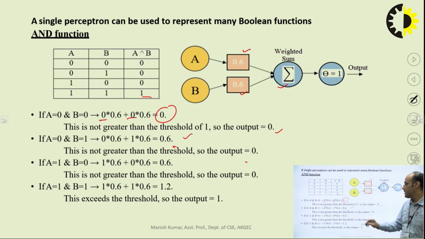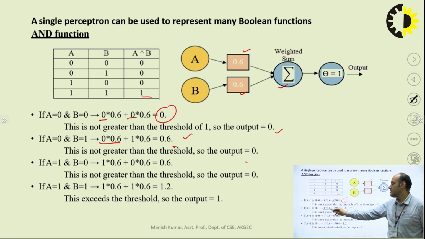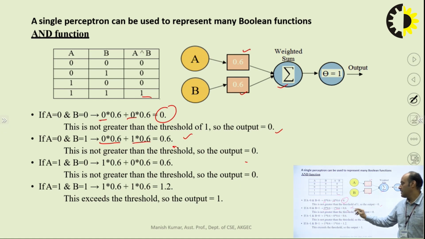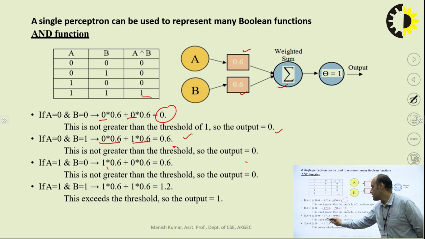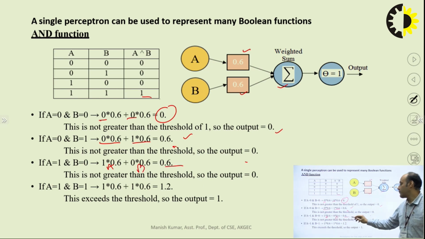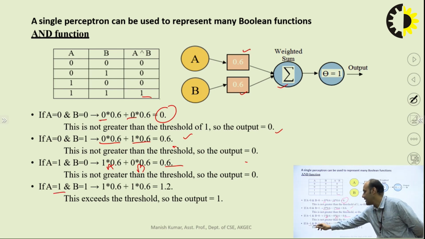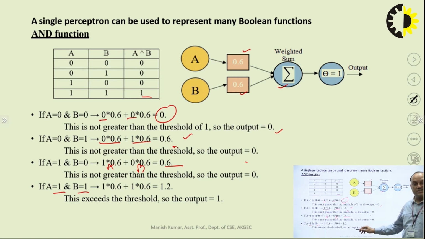For the second input, we will get 0.6. This is A, this is B. For the third input, we will get 0.6. This is not greater than the threshold value. What is the threshold value? 1. And for the fourth input, A and B are both 1, this will exceed the threshold, with a sum of 1.2. So the output is 1. This is the illustration of the single layer perceptron model. Similarly, we can also implement the OR function. It means that this data set is linearly separable.